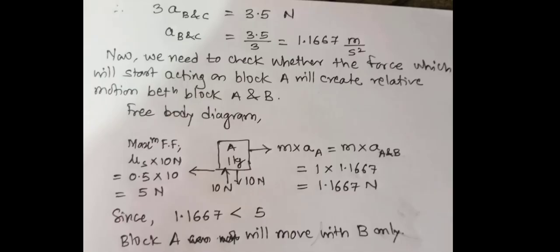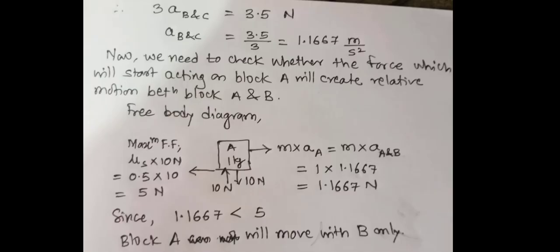Now we need to check, because of this acceleration there will be a force which will start acting on the block A, which is on the top of block B. So we need to check whether the force which will start acting on block A will create relative motion between the block A and B. So for that we need to draw the free body diagram of block A.